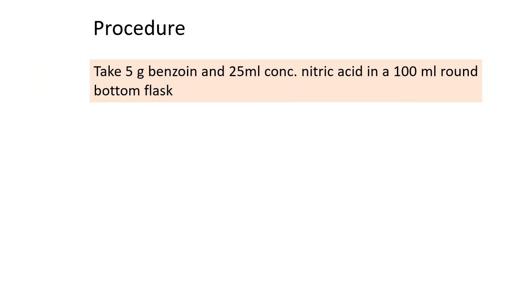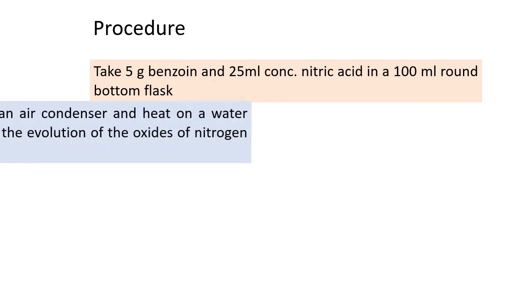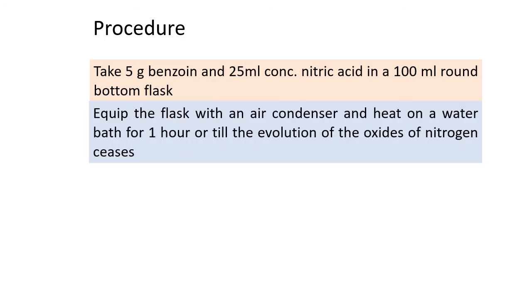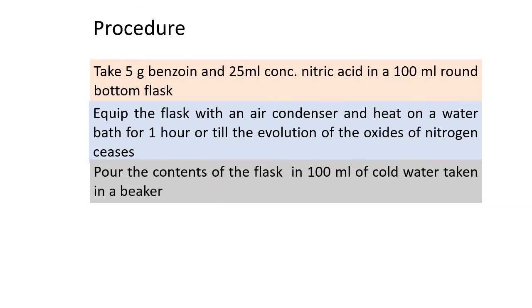बेंजोइन हम लेते हैं 5 ग्राम्स, उसको लेते हैं हम एक 100 ml के राउंड बॉटम फ्लास्क में, उसमें हम ऐड करते हैं 25 ml कंसनट्रेटेड नाइट्रिक एसिड, फिर उस पे एयर कंडेंसर लगा के उसको हम हीट करते हैं फॉर 1 आवर और टिल द एवोल्यूशन ऑफ द ऑक्साइड्स ऑफ नाइट्रोजन सीजेस. जब तक उसमें से नाइट्रोजन की ऑक्साइड्स निकलना बंद नहीं हो जाती तब तक हम उसको हीट करते हैं.